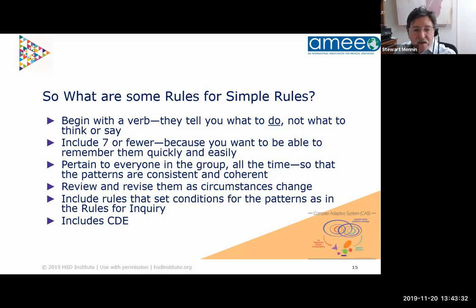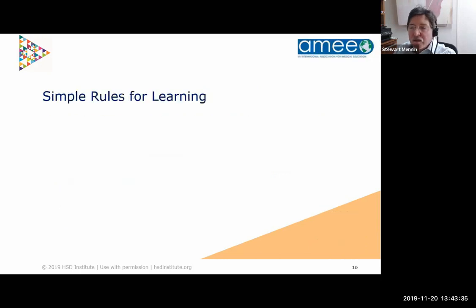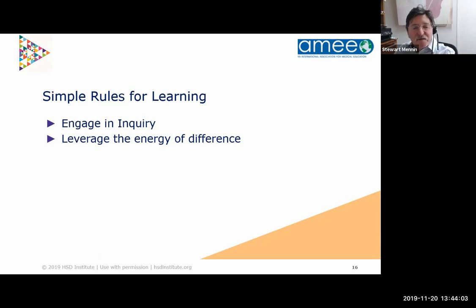Actually, let me see the next slide. Yes, so simple rules for learning. Here's an example of simple rules for learning that I currently follow and I recommend for you. Engage in inquiry, be curious, ask questions. This can work for the administrator, the dean, the faculty, the chairman of the department, the students, and the workers in the office. Be curious, engage in inquiry. Take the energy of difference and leverage it for learning. The dissonance can be turned into learning.